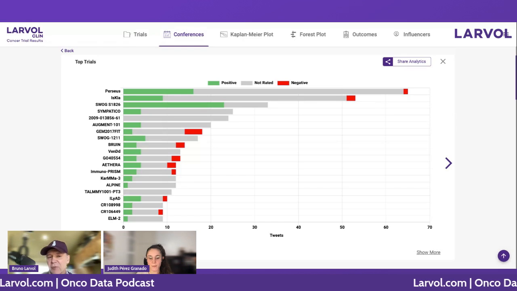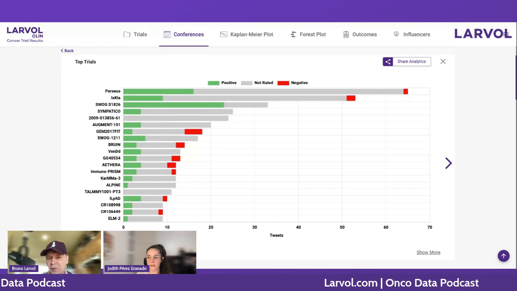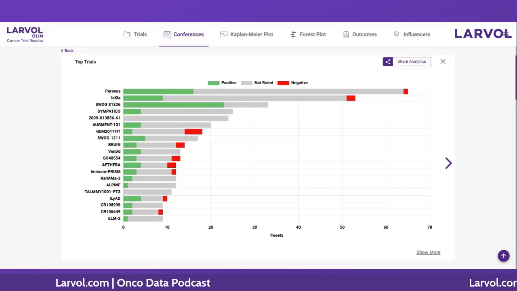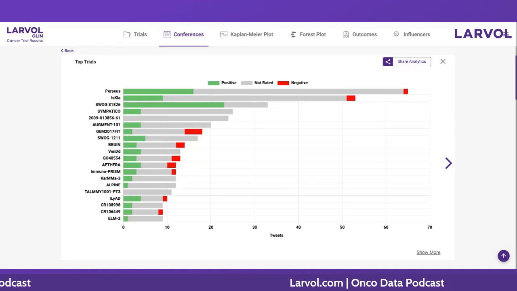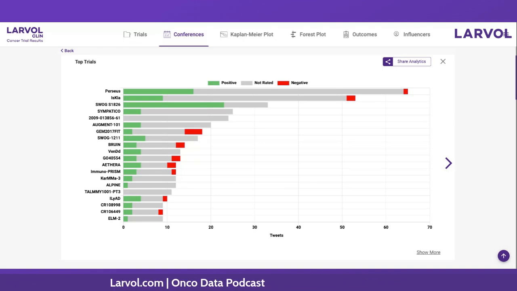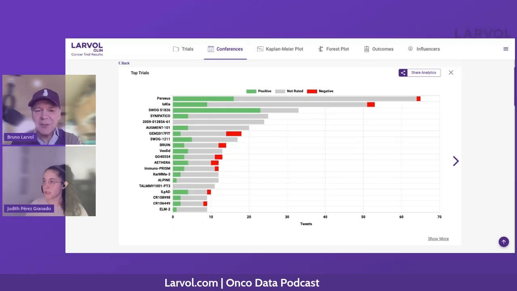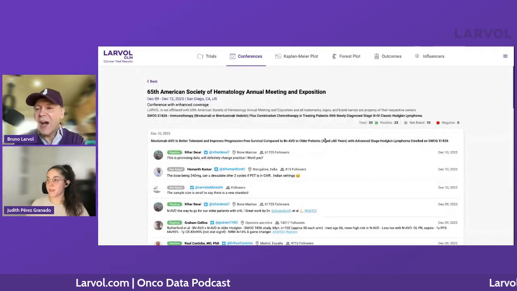But from looking at this, I would say that the Perseus, Ischia, and SWOG data are really, really positive. A lot of buzz, and the SWOG one in particular, you can see nobody said anything negative, and there's a big percentage of positive comments. So let's click on that one to see what people have said about that trial. So let's go first to it.